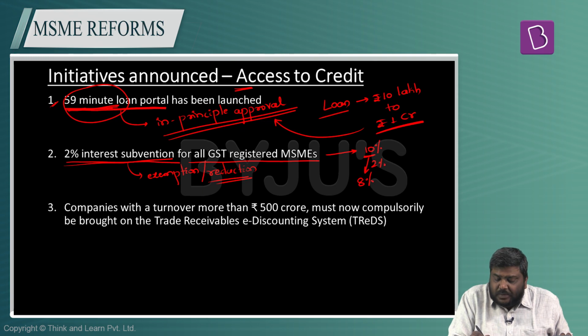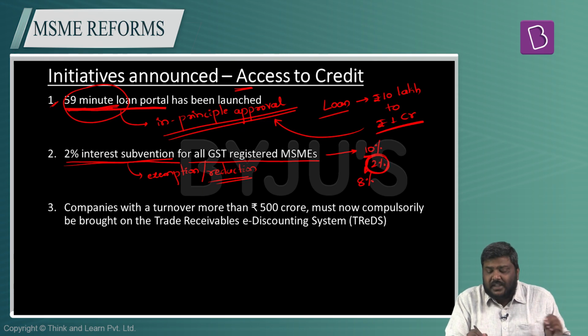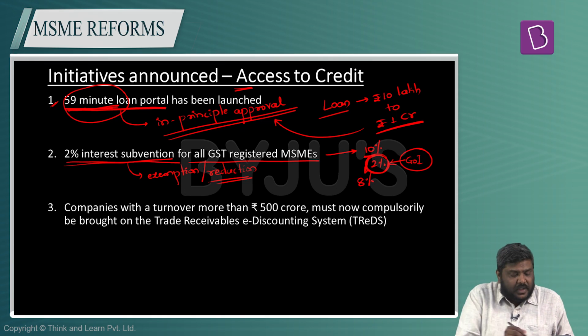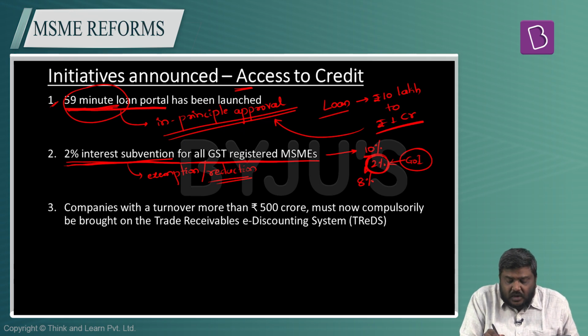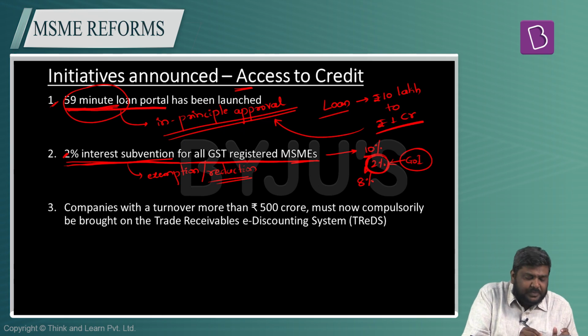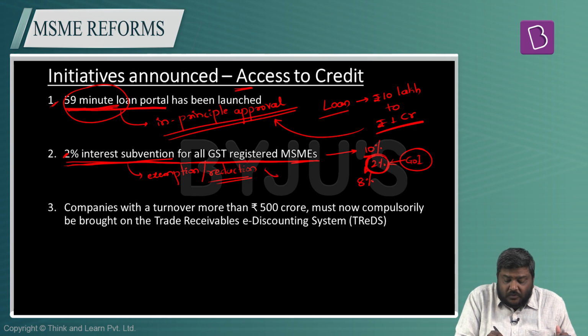What about the remaining 2%? The remaining 2% usually is incurred or given by Government of India. So this is called a 2% interest subvention for all GST registered MSMEs. The objective that the Government of India is aiming to achieve through this reform is, one, promote formalization.